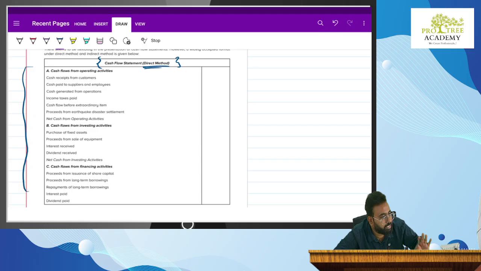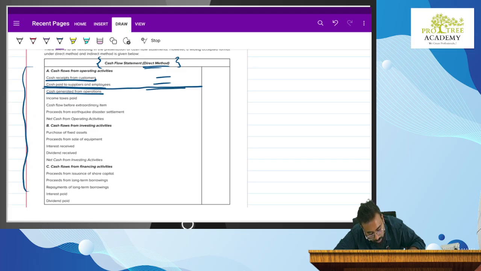Under the direct method, as I told you, it is very simple and clear. Cash sales, cash purchases, cash expenses. So cash receipts from the customers minus cash paid to suppliers and employees gives cash generated from operations. Correct or no? You can put a line there. Cash received from customers minus cash paid to suppliers and employees will give us cash generated from operations.